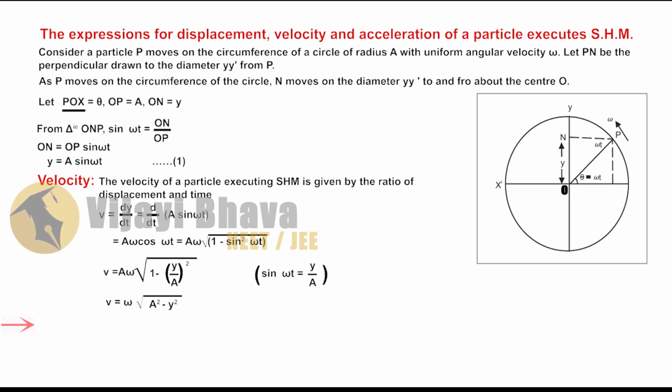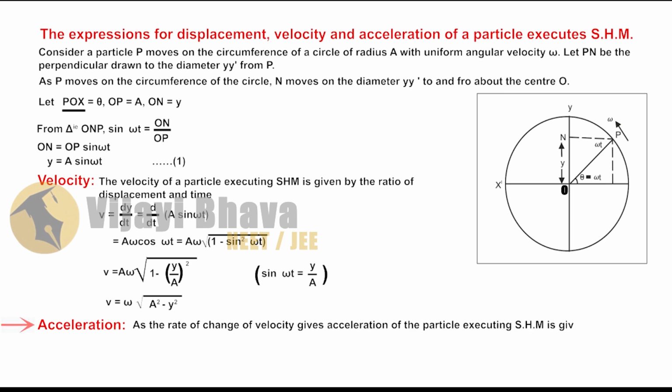Let us derive the equation for acceleration now. As the rate of change of velocity gives the acceleration of a particle in S.H.M, we can write acceleration A as dv by dt. This can be written as d of a omega cos omega t by dt, which is in turn equal to minus a omega square sin omega t. Thus we get acceleration is equal to minus omega square y. This becomes the equation for acceleration.